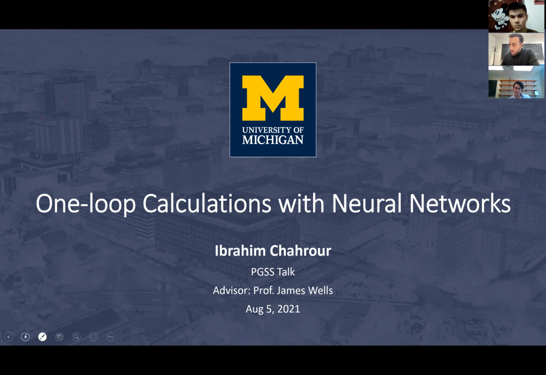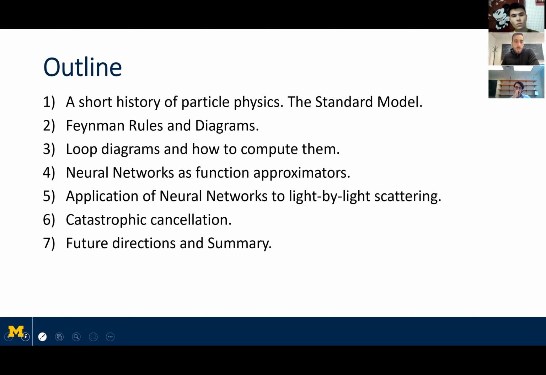So let's jump into it. Here's the outline. So we're going to be talking about a short history of particle physics, basically leading up to the standard model. Then I'm going to be talking about Feynman rules and diagrams and how those are used to compute things in the standard model, things like scattering cross sections. And then that's going to lead us into loop diagrams, which is the focus of this talk. And I'll talk a bit about how to compute those.